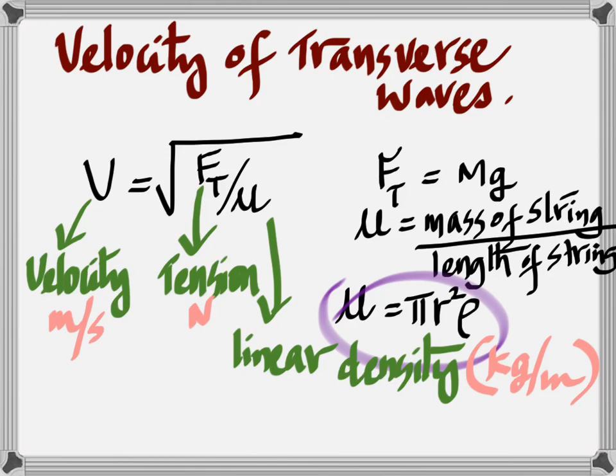Mass per unit length. Why is it called linear density? Because it's mass per unit length. What is density? Mass per unit volume. See the difference? That's why it's called linear density. It's measured in kilogram per meter. I've given all the units.